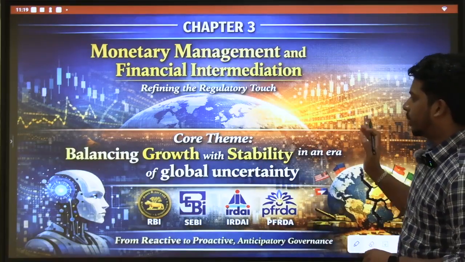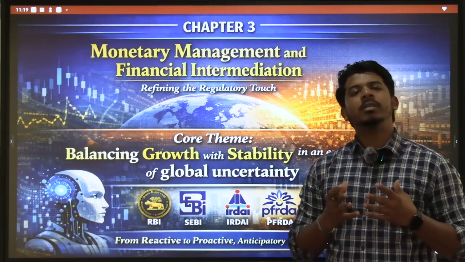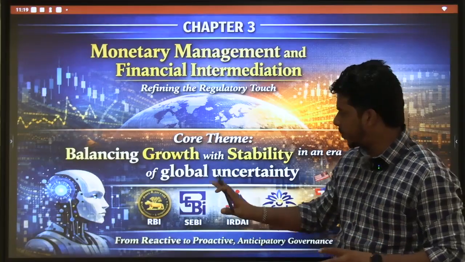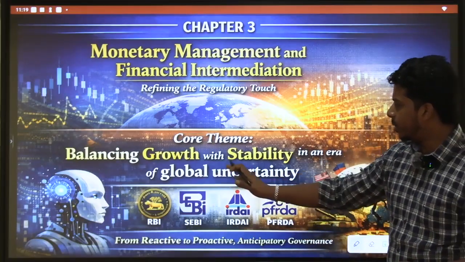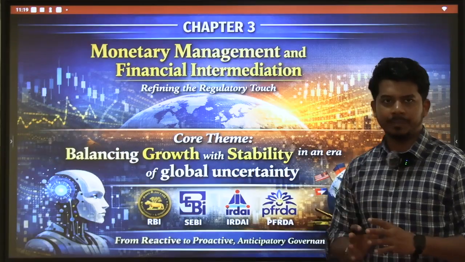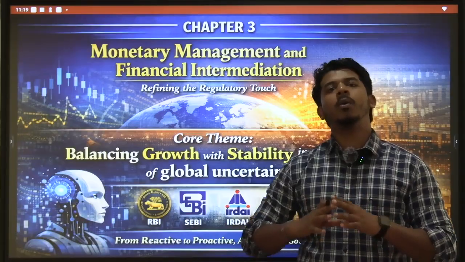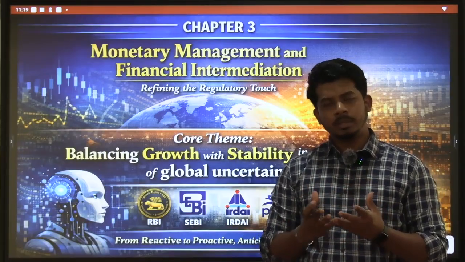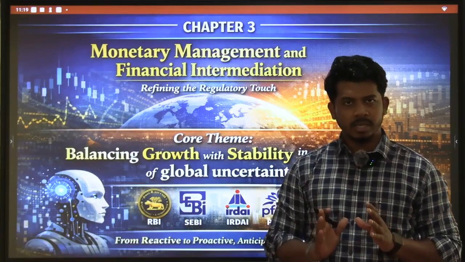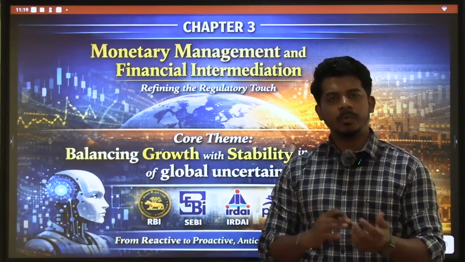See the theme. Again, like every chapter, if I have to summarize the entire chapter into one sentence, this will be it: balancing growth with stability in an era of global uncertainty. So throughout economic survey, we are talking about how uncertain, unpredictable, unsafe the world is and how India is navigating the situation. Every chapter we are seeing the same, just the dimensions are changing.